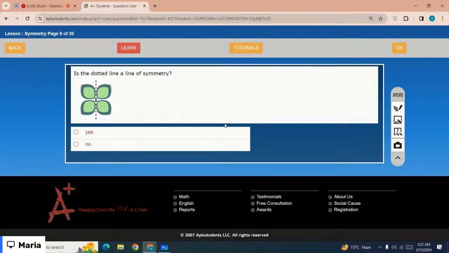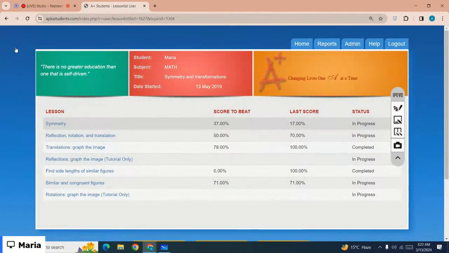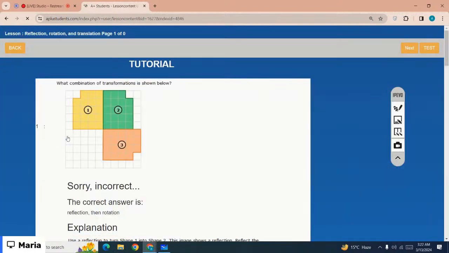Yes, it is, right? Okay, you can complete the lesson by yourself later today. Let me just move on to the next lesson. The next lesson is reflection, rotation, and translation, right? Okay, what combination of transformations are shown below?